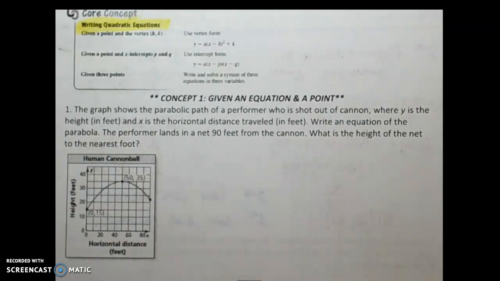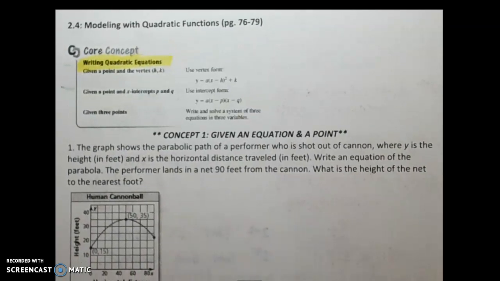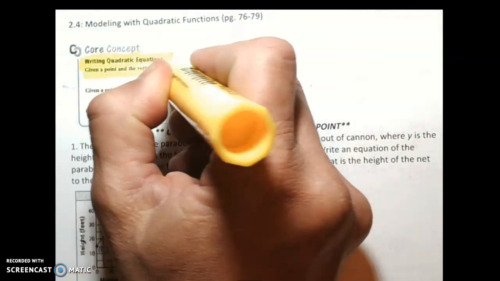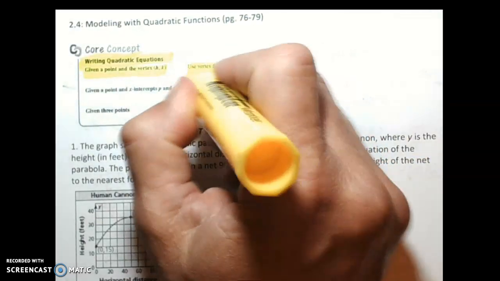Alright, 2.4, modeling with quadratic functions. Page 76 through 79. Writing quadratic equations is what we're going to talk about, and depending on what's given to us is what type of equation we're going to use. So let's just say you're given a point and the vertex. We are going to use vertex form.